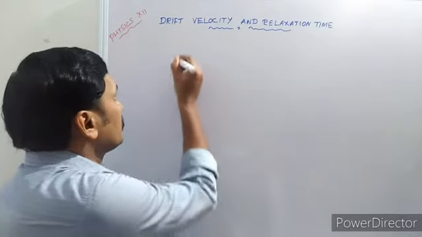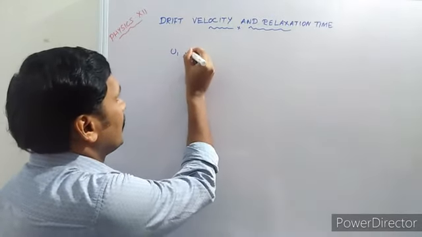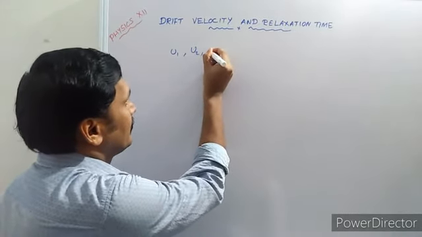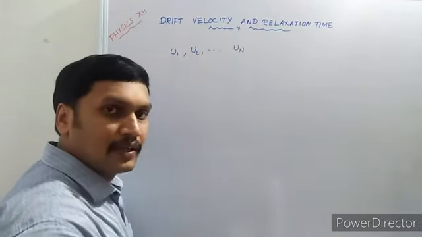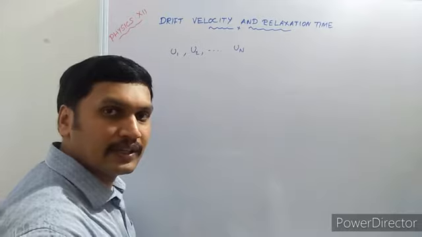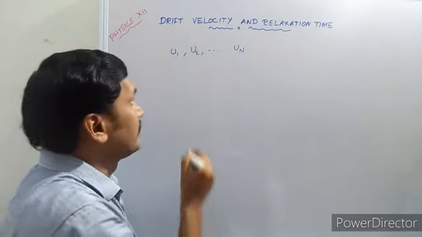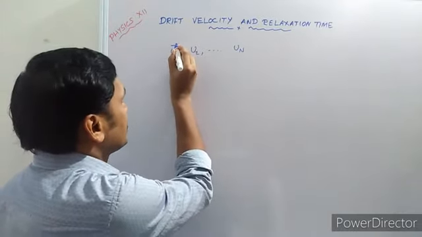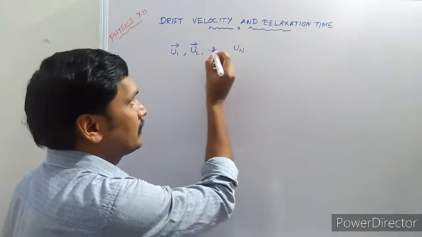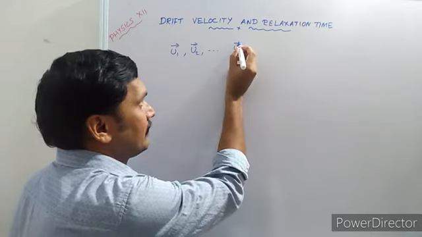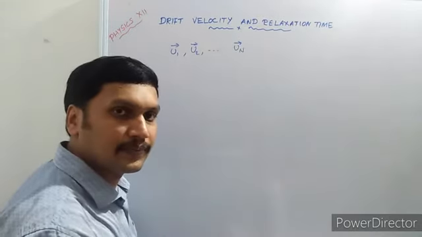If u1, u2, etc. up to un are the velocities of n electrons, they are vector quantities. u1 is the velocity of the first electron, u2 is the velocity of the second electron, etc. un is the velocity of the nth electron.